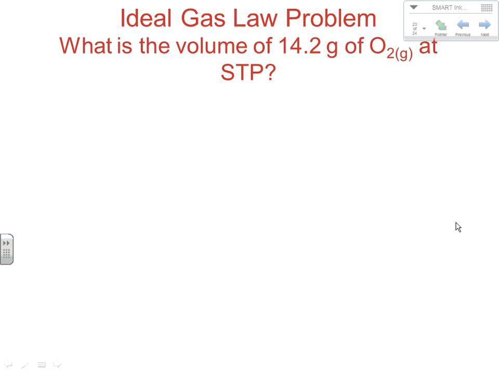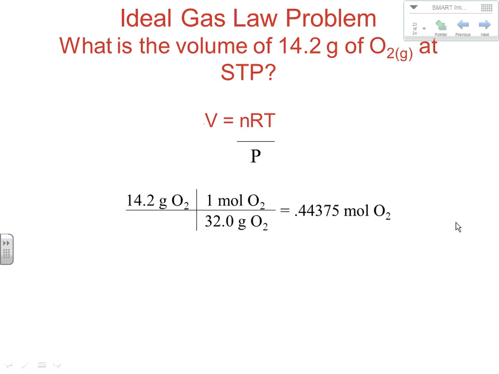Now here's a typical ideal gas law problem. What is the volume of 14.2 grams of O2 at STP? We've got PV equals nRT as our expression, and in this case we're solving for volume, so our equation is going to be nRT over P. Remember from last year, something that should have been driven home in the gases chapter: don't plug in your numbers first. Solve for your variable first, and then plug in your numbers once you've got your expression.